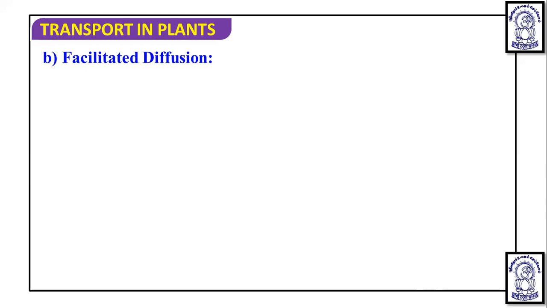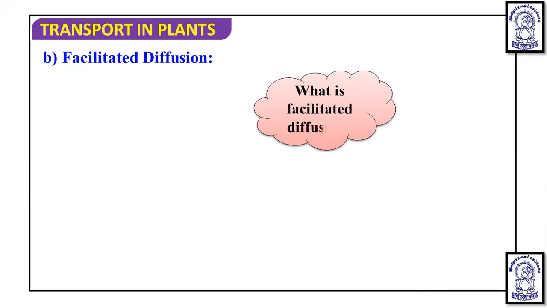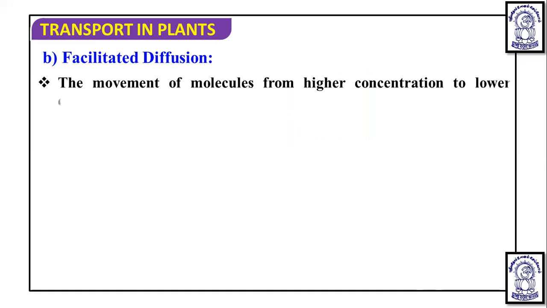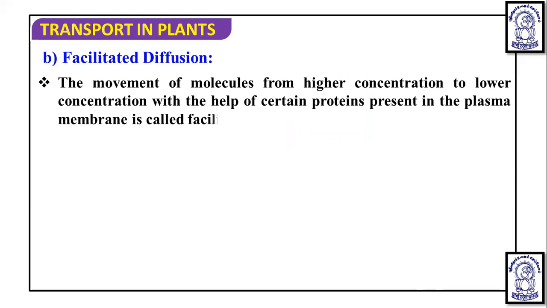Now here, dear student, the question is what is facilitated diffusion? So facilitated diffusion is also a type of passive transport. Here the movement of molecules occurs from a higher concentration to a lower concentration, but with the help of certain proteins which are present in the plasma membrane.